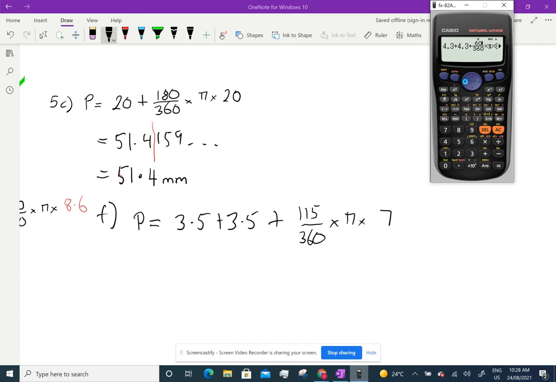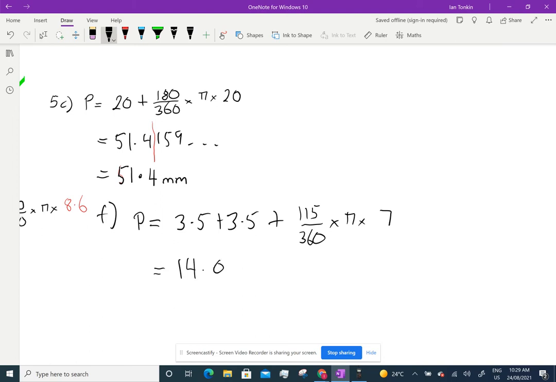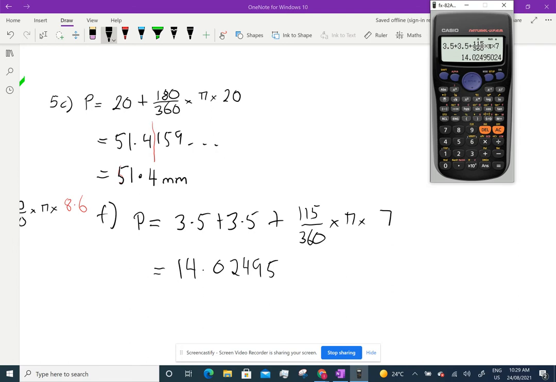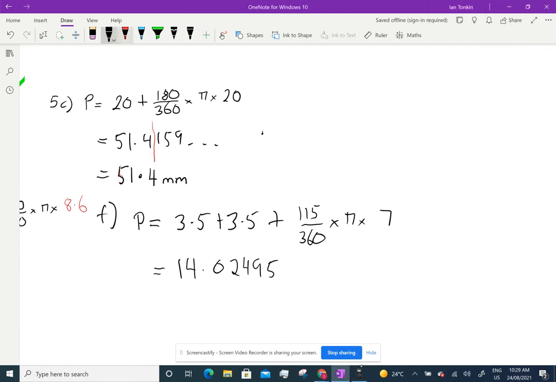So I go back and I've got 3.5 plus 3.5. I don't have 60, I have 115 of 360, and my diameter is 7. And I get 14.02495. 14.02495, I think it was. Yep. I'm going to one decimal place.